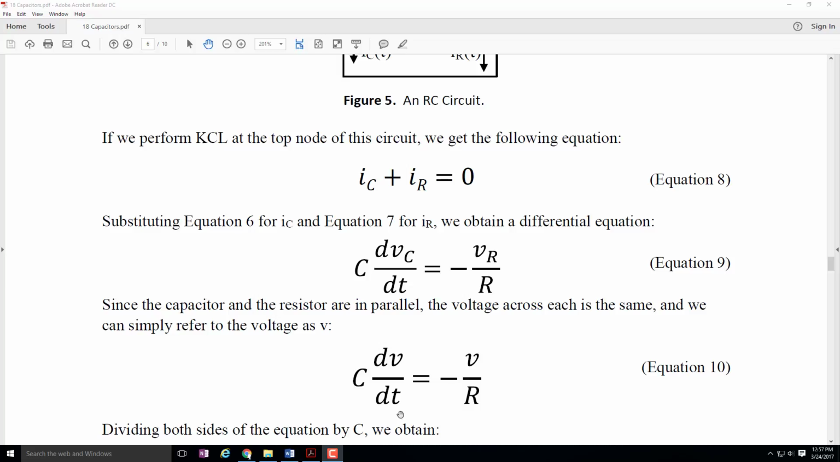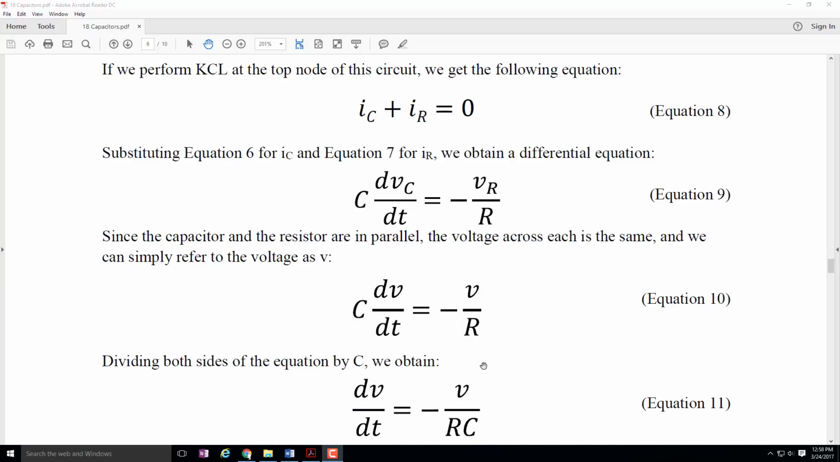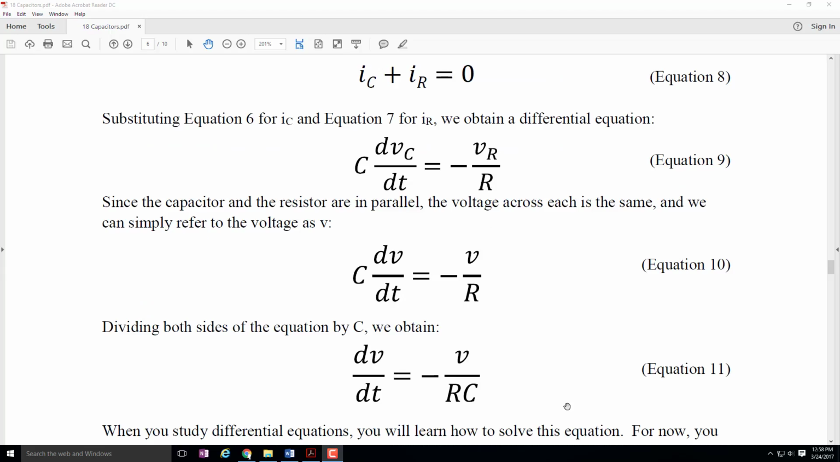Now notice here in equation 10, there's only one unknown. The only unknown is V. C is known, that's a constant. R is known, that's a constant. V appears on the left in a derivative. It appears on the right as a plain old variable. I'm going to go ahead and divide both sides of the equation through by C, so I end up with this version of the differential equation.